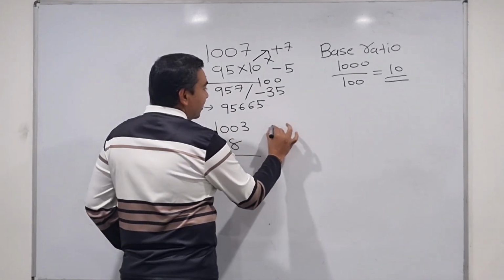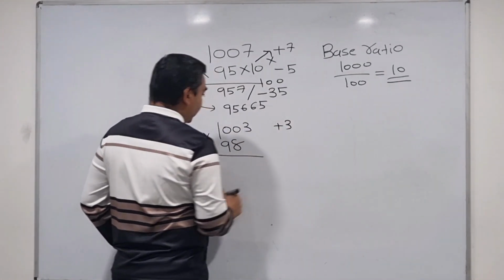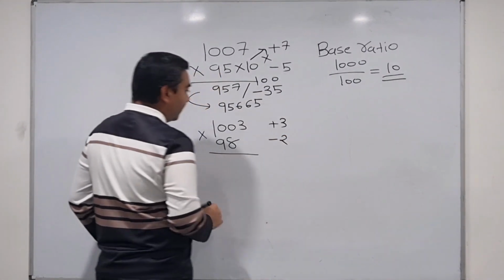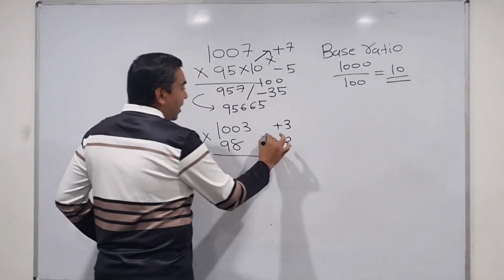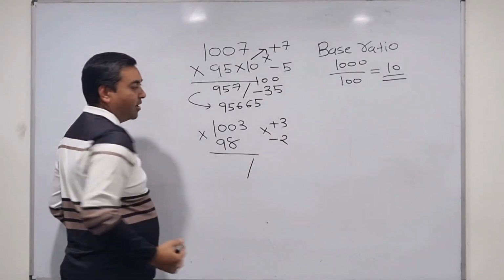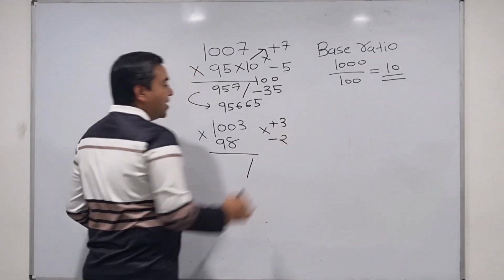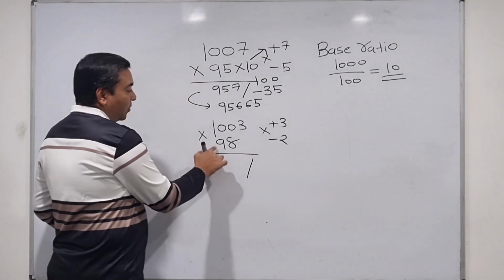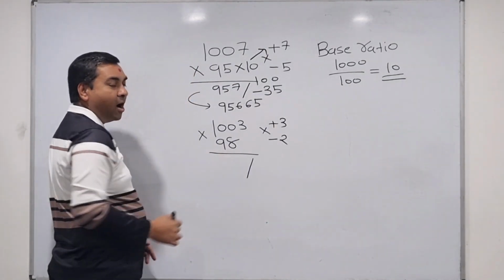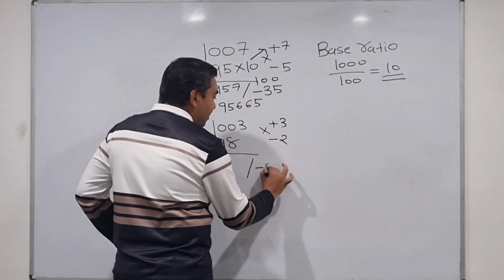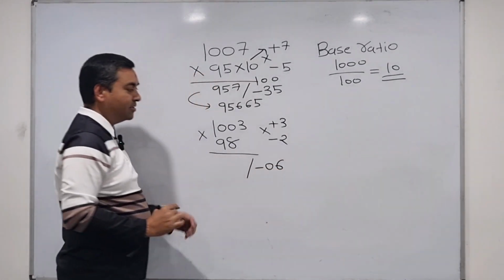1003, what is that? Plus 3, is it not? 98, what is that? Minus 2, right? So now what am I going to do? I'm going to multiply them, but I'll keep 2 different departments, yeah? So 3 times minus 2, what is 3 times minus 2? Minus 6. But what is the smaller base? 100. So I'm going to write down that as a 2-digit number. So minus 06. Is that good, guys?